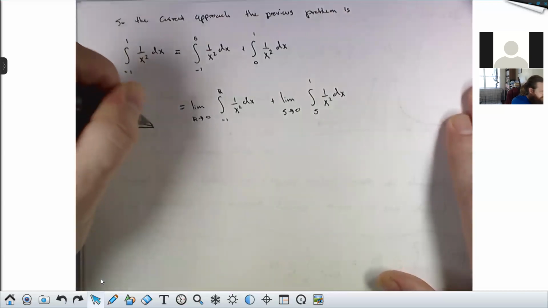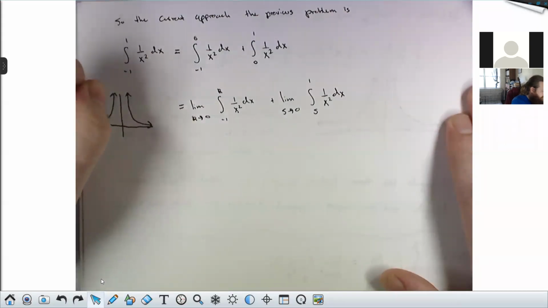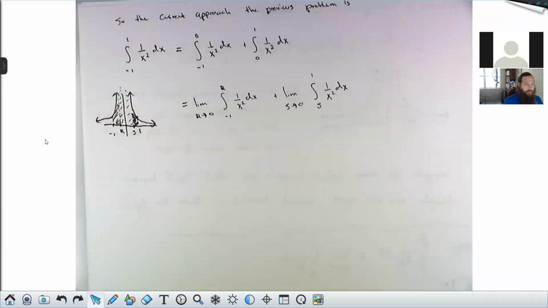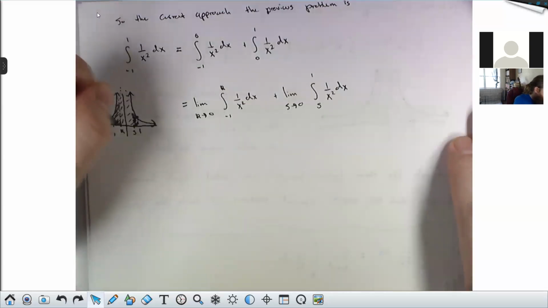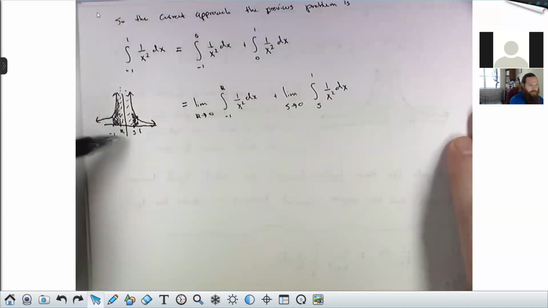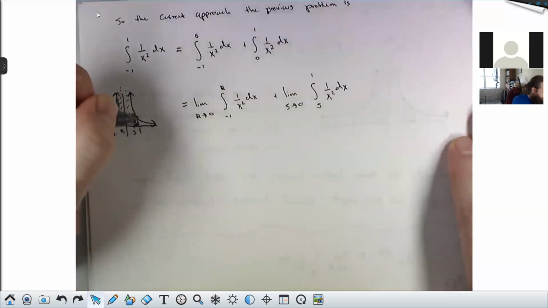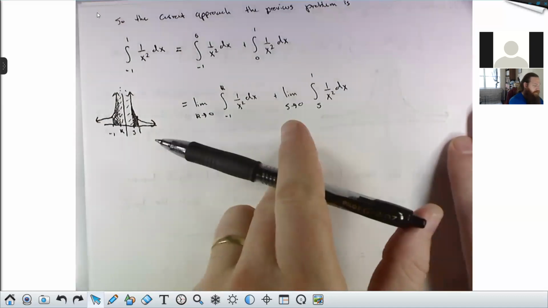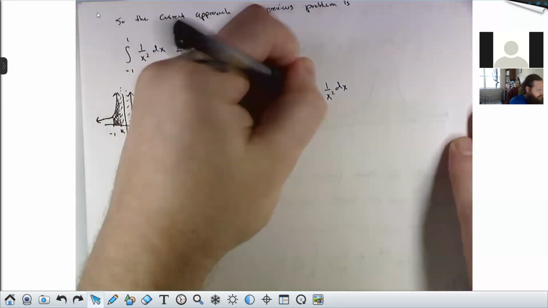So here's 1 over x squared. That's -1. There's +1. And you would take r to be here, something like that. s to be here. That's the idea. And we're going to send r towards 0 from this side and s towards 0 from this side. So r is coming in from the left, s is coming in from the right. This would be r to 0 minus, s to 0 plus.